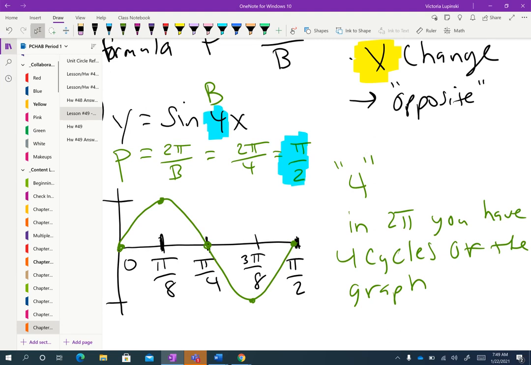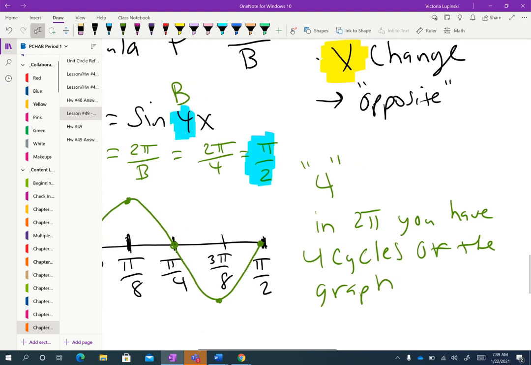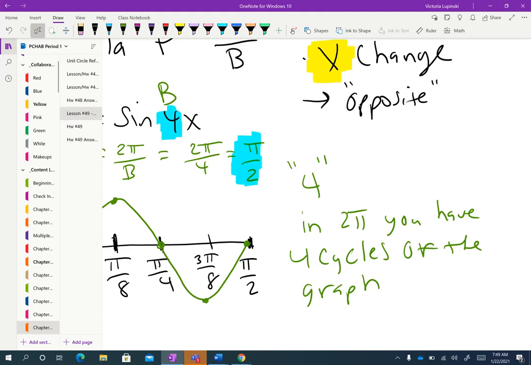total. The first one would go from 0 to pi over 2. The second one would go from pi over 2 to pi, then from pi to 3 pi over 2, and then from 3 pi over 2 to 2 pi. So that 4, in terms of the period, means that you have 4 cycles of the graph. Basically, you are speeding it up. And in terms of transformation words, it's a horizontal shrink.